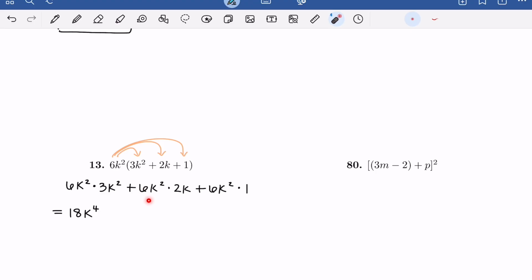Similarly, in this case, we're going to multiply our 6 and 2 for the second term. That's going to give us 12. And then k squared times k is going to give us k to the third power, because this k here has a power of 1, and we add these together to give us k cubed. And then lastly, we know 6k squared times 1 is just going to be 6k squared. So this would be our final answer here. This is the product of this monomial and this trinomial.